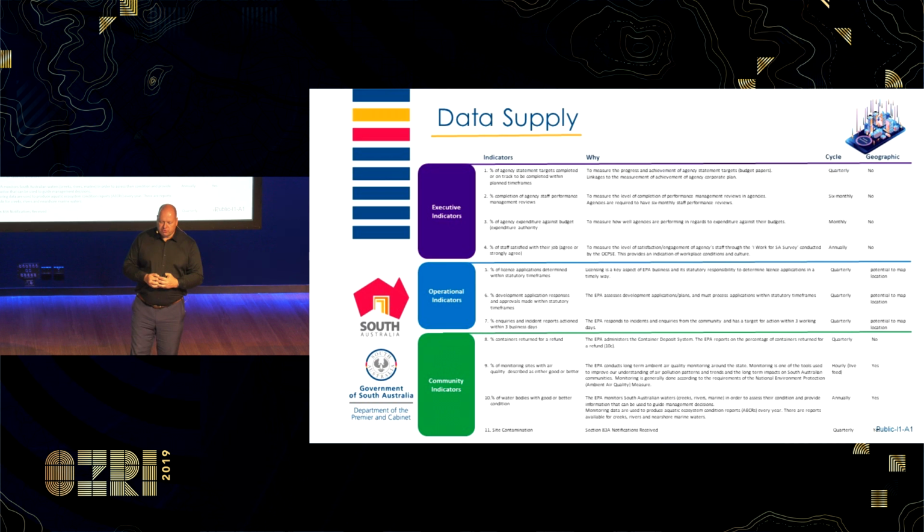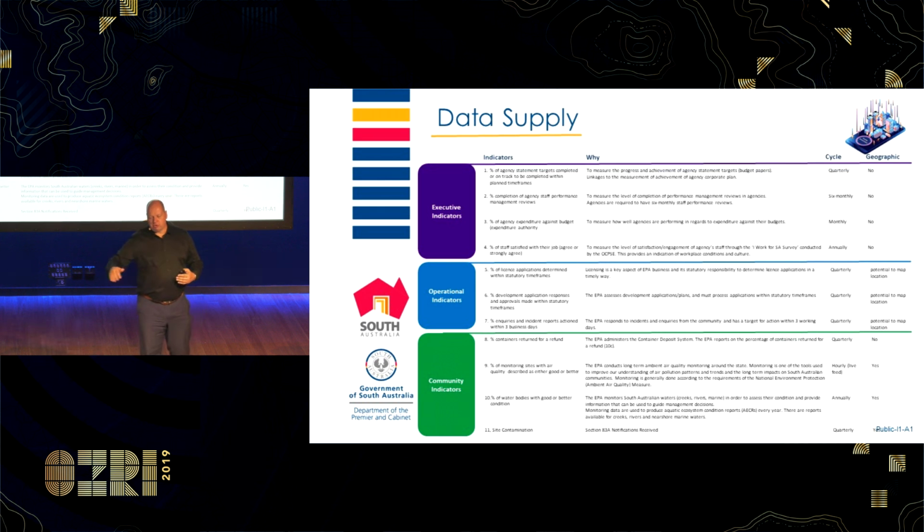So we started off with things like percentage of completion of agency staff performance management reviews. It's pretty exciting, isn't it? But the thing is, the executives are accountable twice a year to make sure those staff performance reviews are done, and the state government has set a target of 100% completion. So are they doing the business?